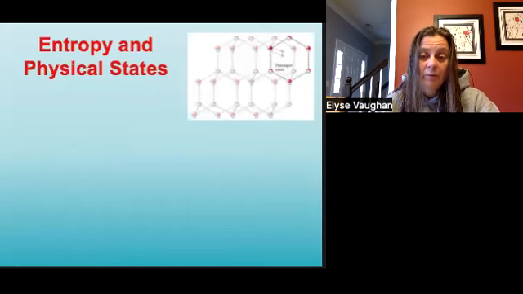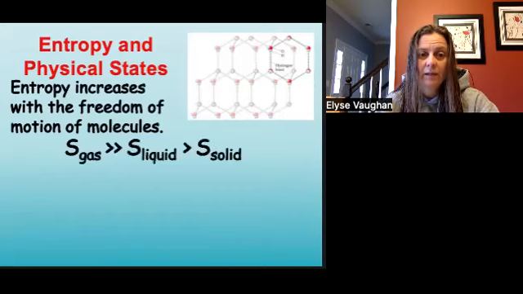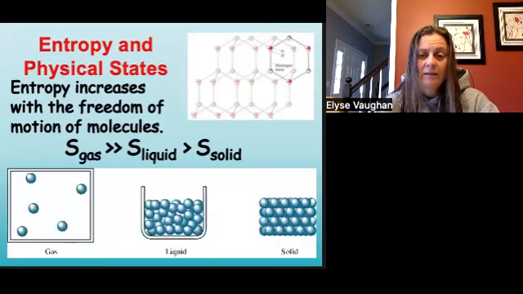So how does entropy relate to the physical state of matter? As molecules have more freedom to move, there are more possible microstates, and so entropy is going to increase. So the entropy of a gas is much, much greater than the entropy of a liquid, and the entropy of a liquid is greater than the entropy of a solid. With a gas, we have so much greater volume and so much greater freedom of movement. It is much, much greater than the entropy of a liquid or a solid.